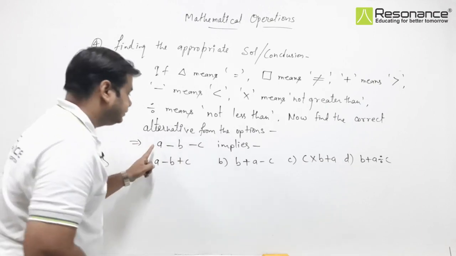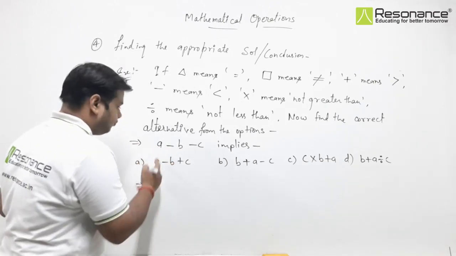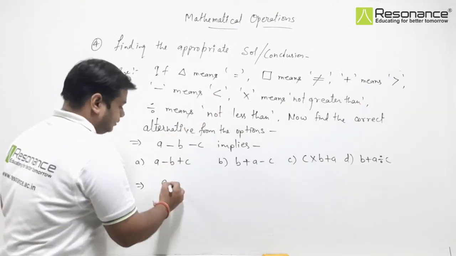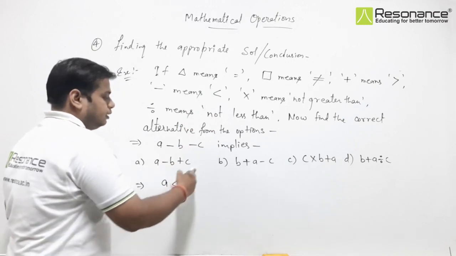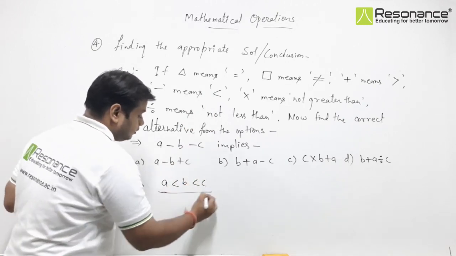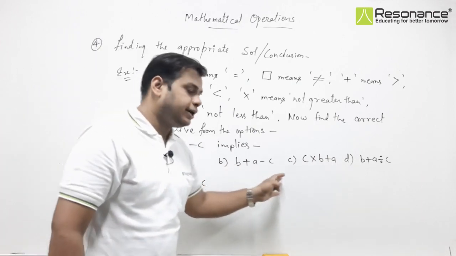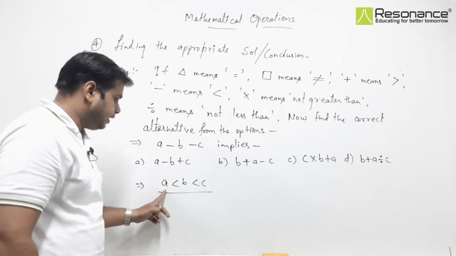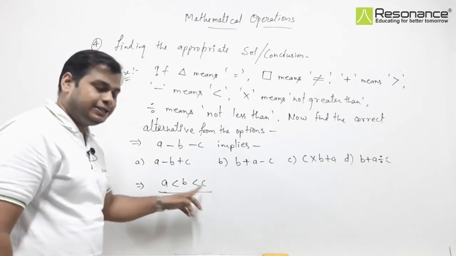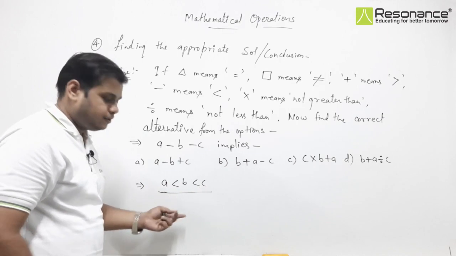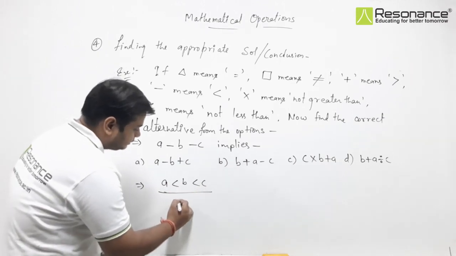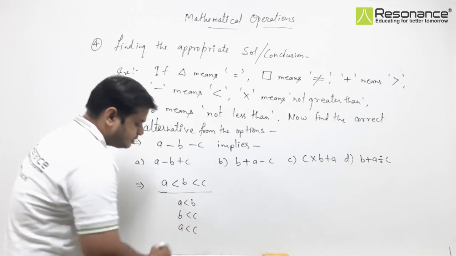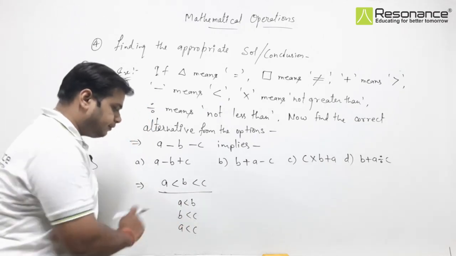Now the condition says A minus B minus C. So first understand this condition. Minus means less than. A is less than B and B is less than C. So this condition should be followed in any option. If A is less than B and B is less than C, then A is also less than C. This is the meaning of this equation.